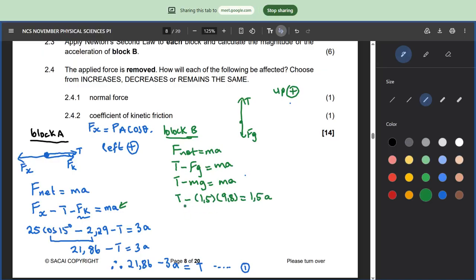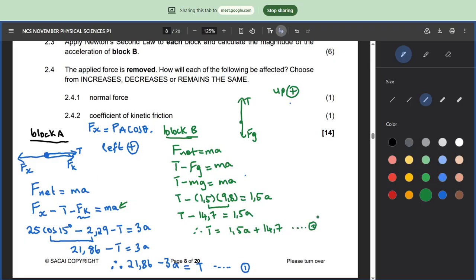Then we make tension the subject of the formula. So we can multiply this out. What do you get? What is 1.5 times 9.8? 14.7. Tension minus 14.7 equals 1.5A. Let's make tension the subject of the formula. Tension will be 1.5A, then we add that 14.7. And this will be my equation 2.